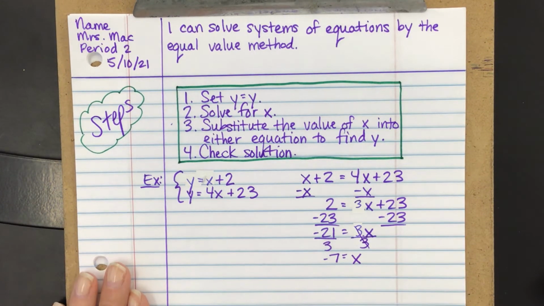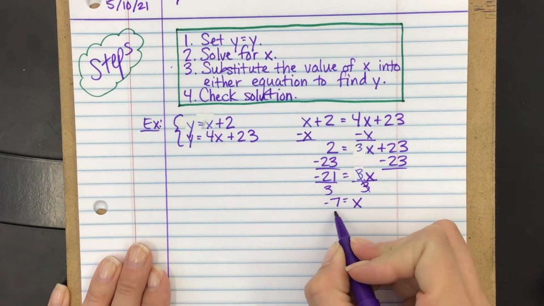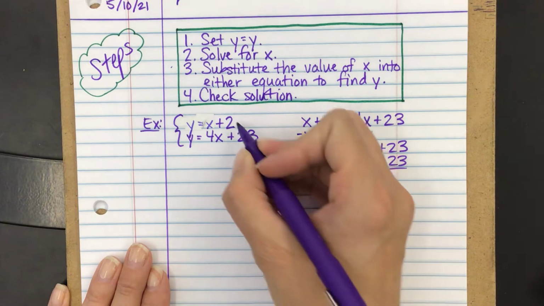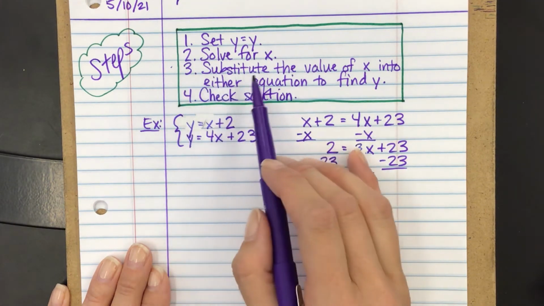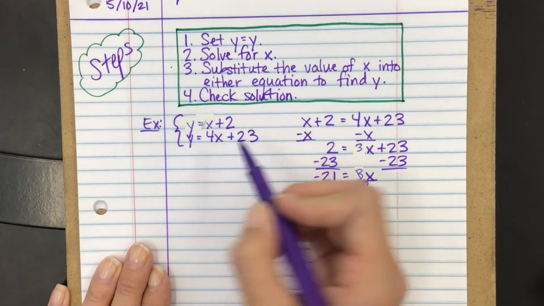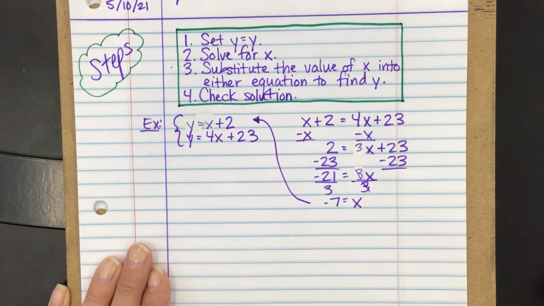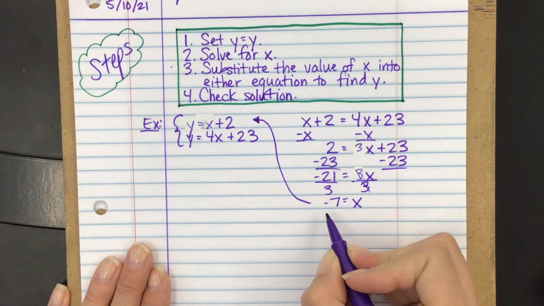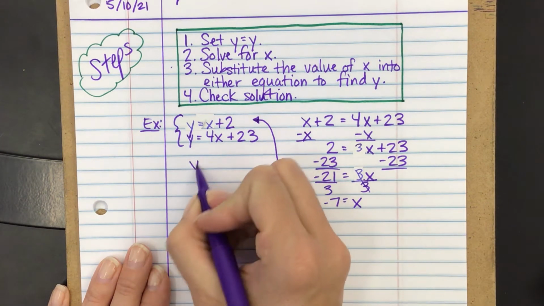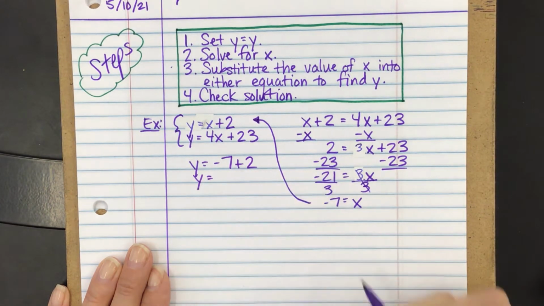Okay. So that is the first part of our solution. We're saying that x is equal to -7. Now the next step says, substitute the value of x into either equation to find y. Well, we can choose which one we want to use. I'm going to choose the first one right here because it's a more basic equation. It'll be easier to solve for y. So I'm going to take -7 for x and plug it in. And I'm getting that y is equal to -5.